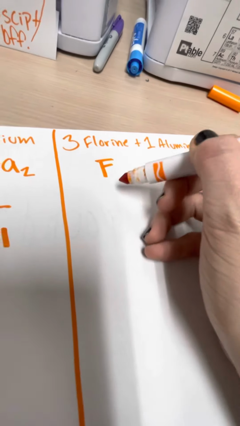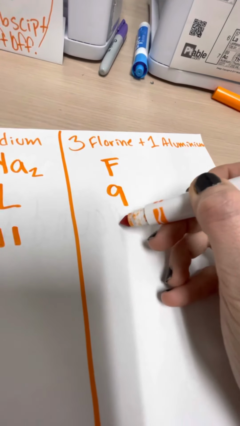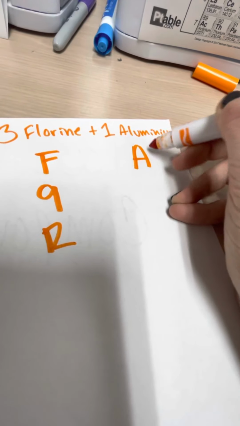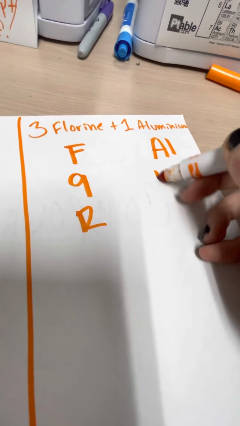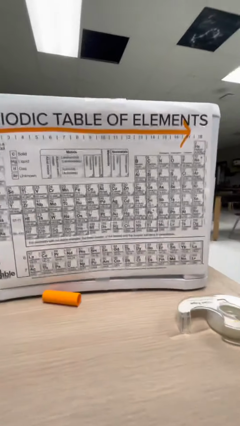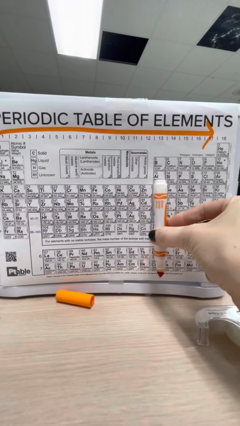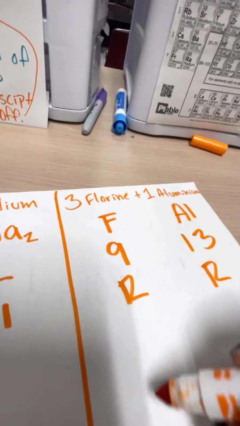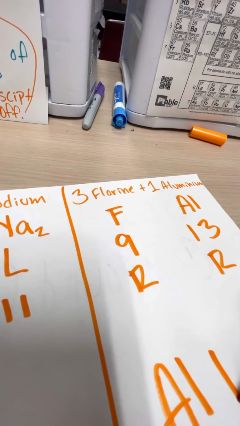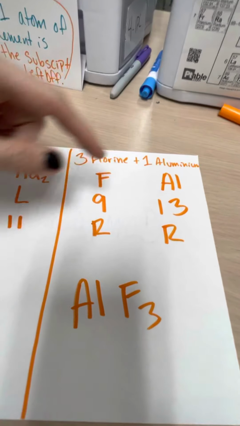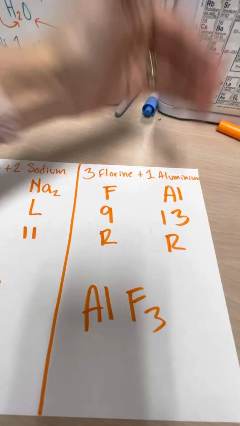Same thing over here. We have our fluorine, which is F. Atomic number is 9, and it's located on the right-hand side. Aluminum, Al. Aluminum is 13, and it's also on the right-hand side. Now, these are both on the right-hand side. Which one do you hit first? Aluminum, and then you hit the fluorine. So we are going to be AlF3. And that's it. So we just swap them around to make sure that we are writing from left to right. And that's it.